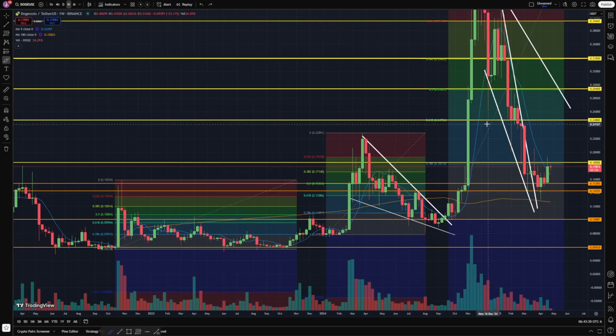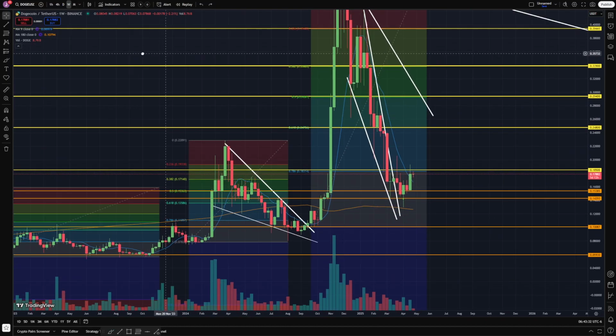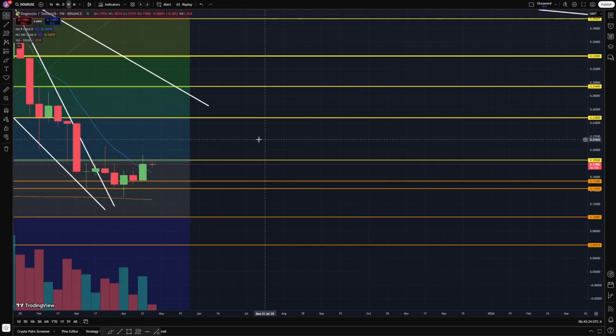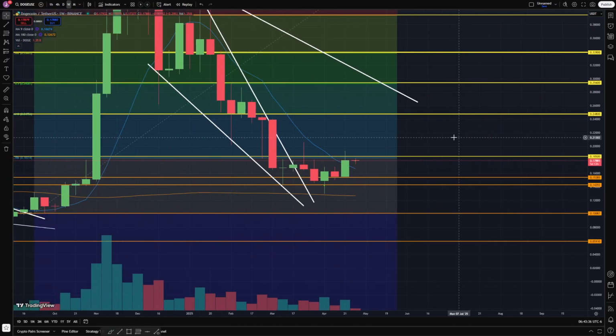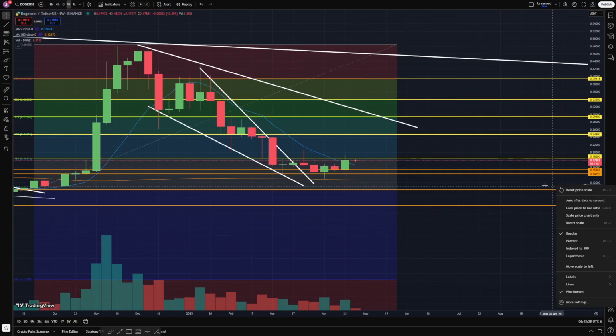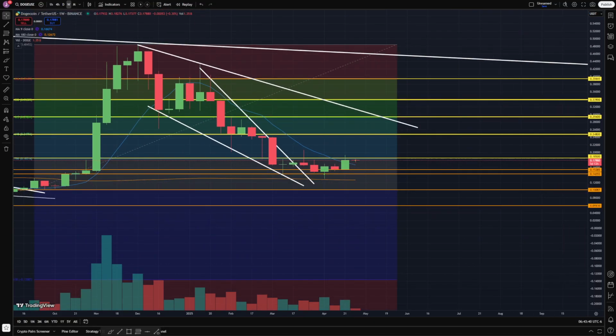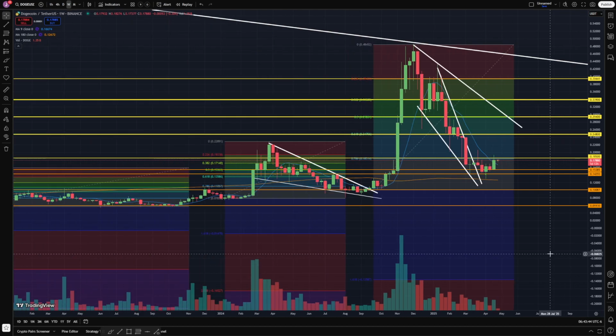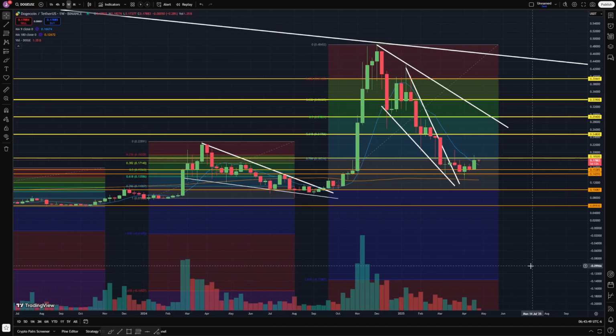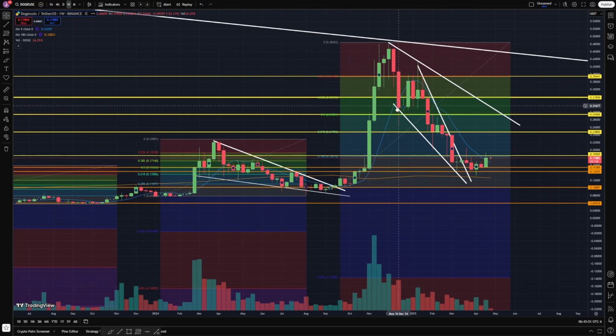So that's why I'm a little skeptical, because it's 2025 right now. I don't know if we're going to get these huge runs because we're not in a halving year, but it's possible. Like I said, we have a falling wedge right here. That was on the daily time frame that I was looking at that on.